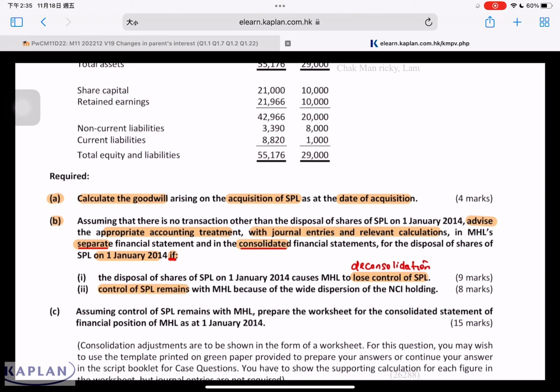If the control remains, that means control is unaffected. In this case, we have to adjust the NCI. Advise, calculate, and prepare the journal entry. For Module 11, you are expected to do the same, maybe in the form of preparing a memo. For Part C, we are required to prepare the worksheet, assuming that the control of SPL remains unaffected.